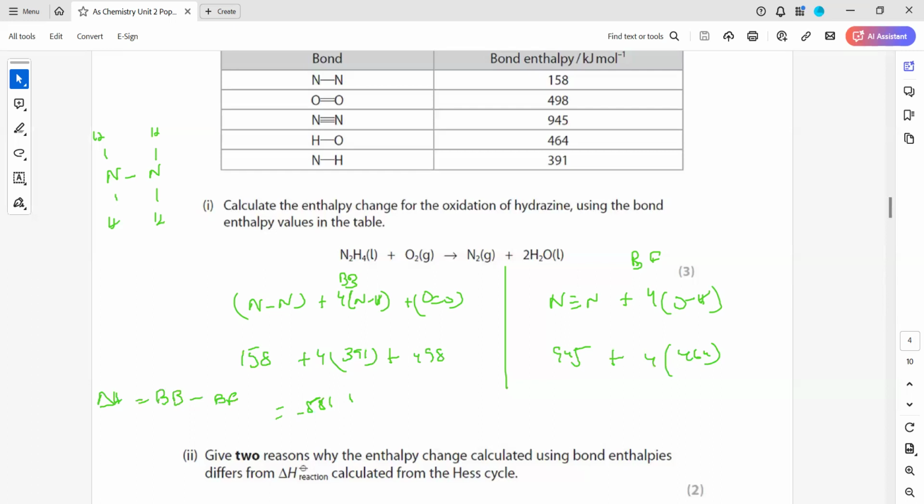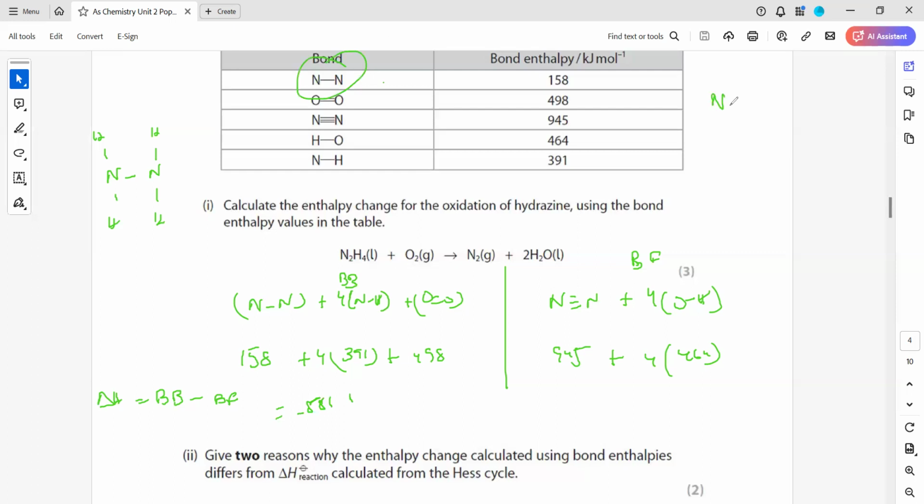But practically, when we use bond enthalpy and Hess's law, we won't get the same answer. What is the reason? You have to memorize. One thing: all these bond energies are based on the gaseous substance. These values of the bond enthalpies are always for gaseous substances. What does it mean?